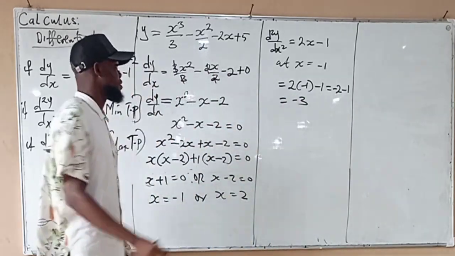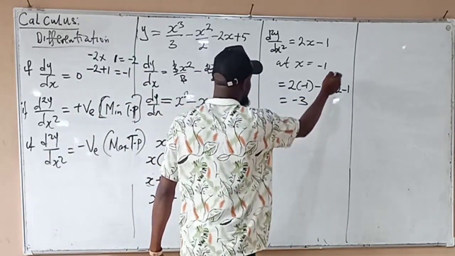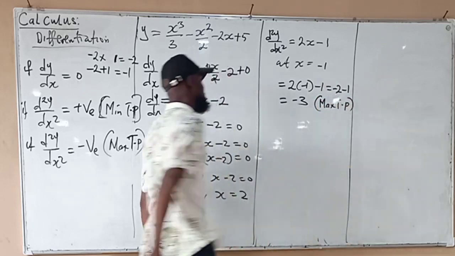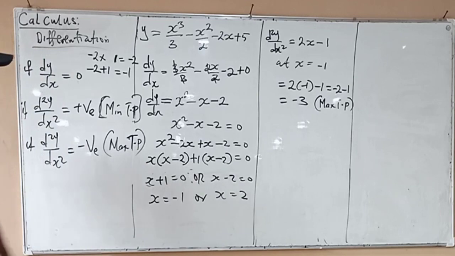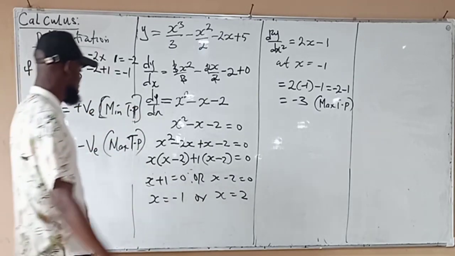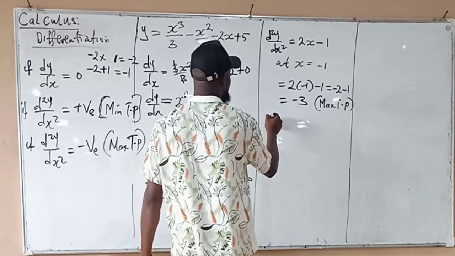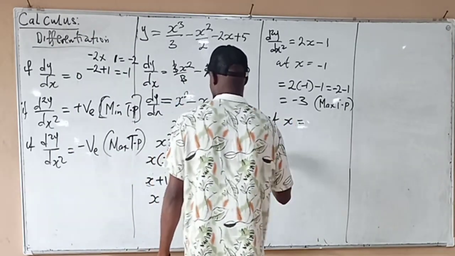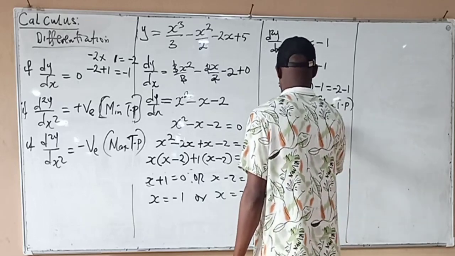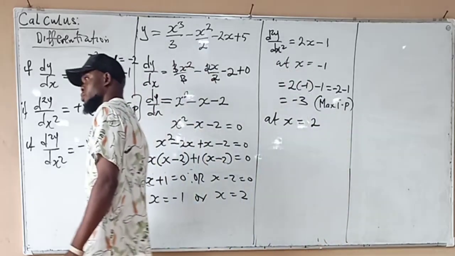This is negative, so this is going to give us the maximum turning point. It's also going to give us the maximum value of y in the function. Then at x equal to 2.